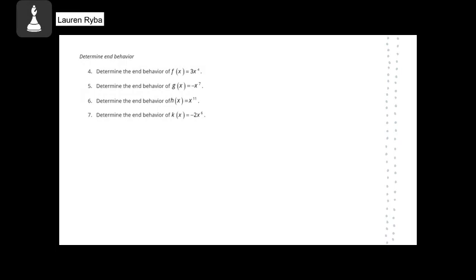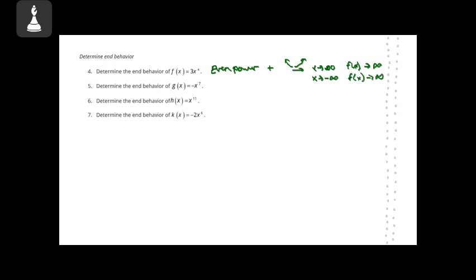So what we need to do is determine the end behavior of each of these graphs. We have 3x to the 4th. What I see is an even power, and it's positive. So even power, positive, means it's going to end like this. The way I write that is as x goes to positive infinity, the function also goes to positive infinity. And as x goes to negative infinity, the function goes to positive infinity. So as I move to the right, it goes up. As I move to the left, it goes up. That's those two statements.